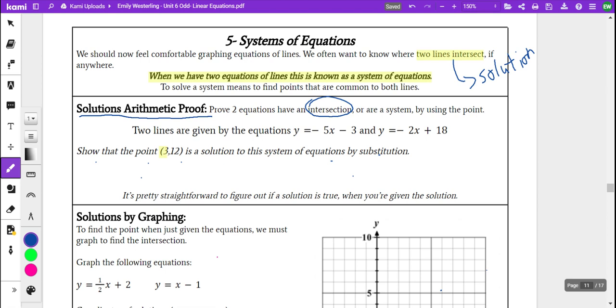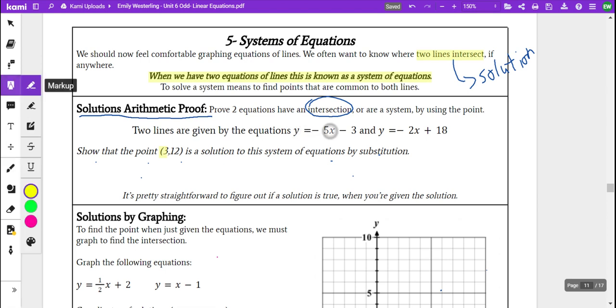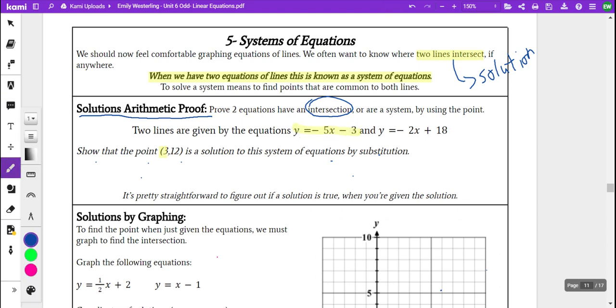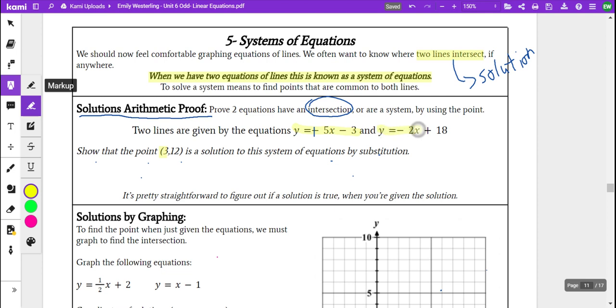So I have 2 lines here. The first line is y, and there's a mistake on here too. It is actually y equals positive 5x minus 3. And then the second line is y equals negative 2x plus 18. It's given me the point (3, 12).